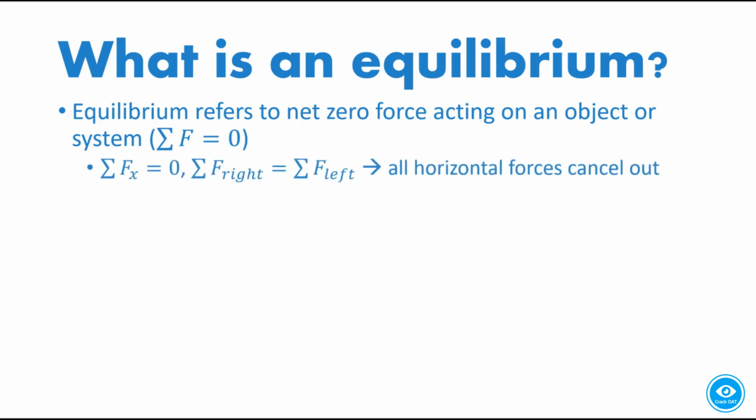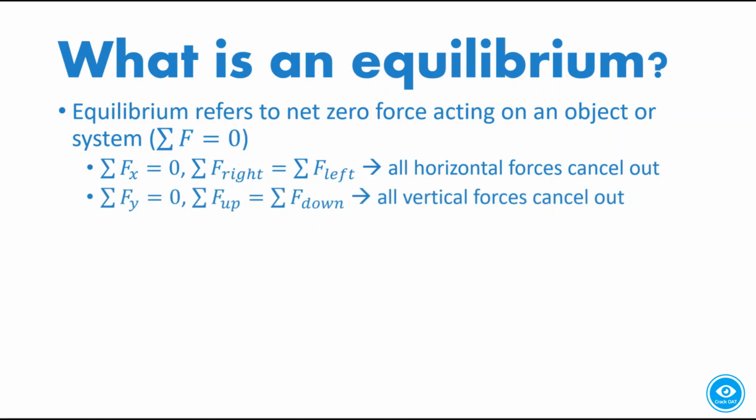So horizontally, if net x force is equal to 0, then it means that any force vectors that are going into the right must cancel with the ones going into the left. So all horizontal forces cancel out. And that's the same for vertical forces. If we're in an equilibrium, then all vertical forces have to cancel out.